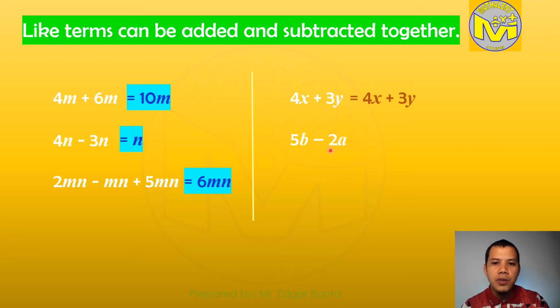Next, 5b minus 2a. Can we subtract 5 minus 2? Cannot, because they have different variables, b and a. So we cannot subtract them together. So the answer is the same, 5b minus 2a. So that's how we can add and subtract like terms.